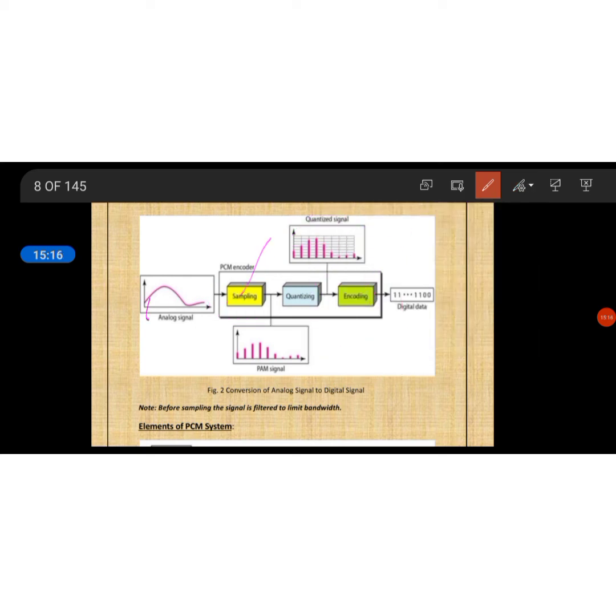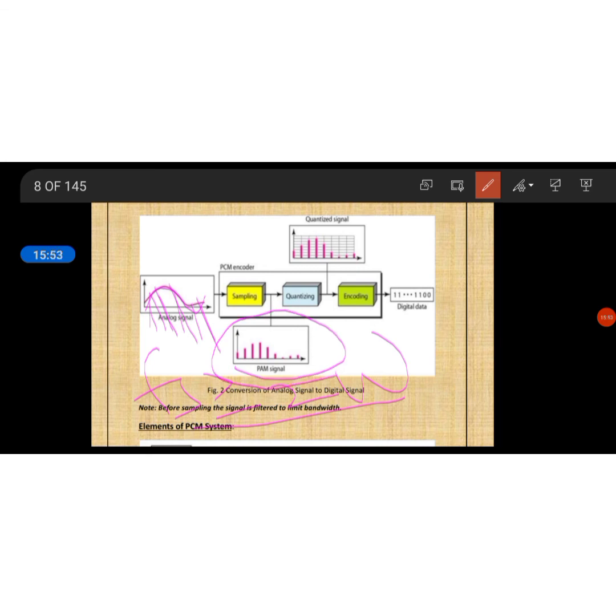Sampling means your analog signal is sampled at a rate. This is about the PAM signal. The analog signal is a continuous time signal, which can be sampled at every interval by means of the sampling theorem: Fs is greater than or equal to 2 omega. We will study that in the sampling theorem. At every instant the signal is sampled, and this is the PAM signal, pulse amplitude modulation.